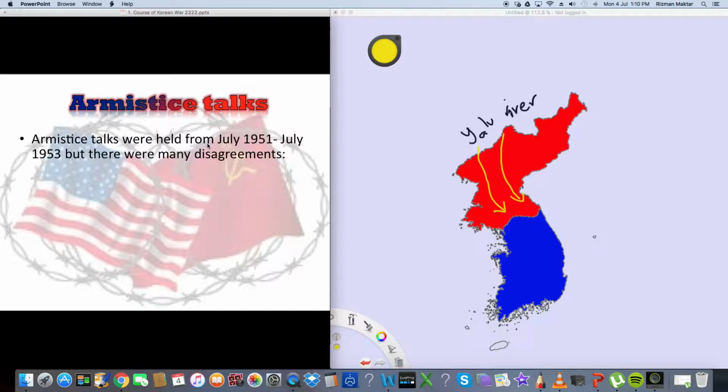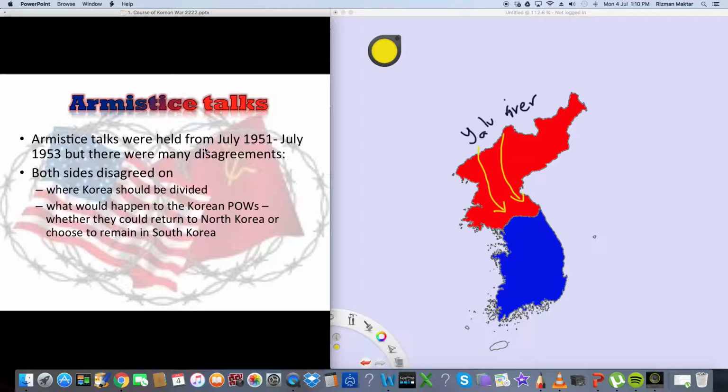From 1951 to 1953, there were a lot of disagreements. What are we going to agree on if we stop fighting? Some things they disagreed on were, where should we divide? Is it the original 30th parallel, or the last point where the Chinese pushed the US Army? And what about the prisoners of war? Should we return them to the respective North or South Korea, or can they choose to remain?